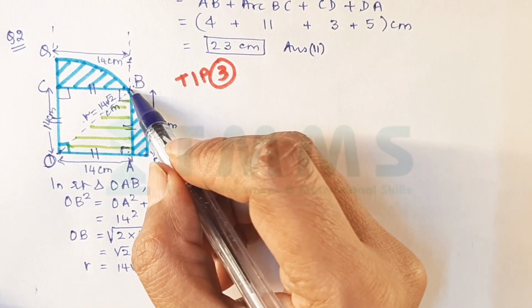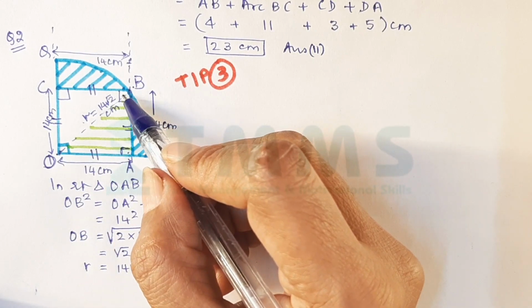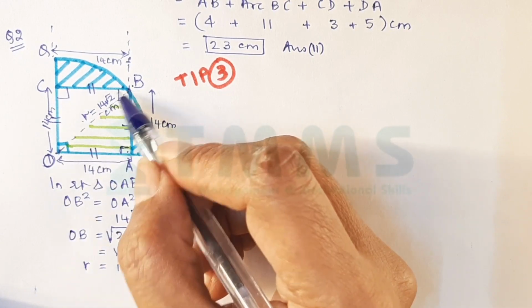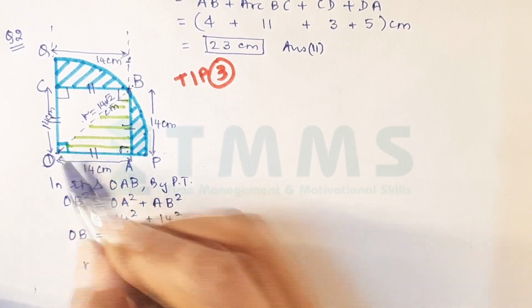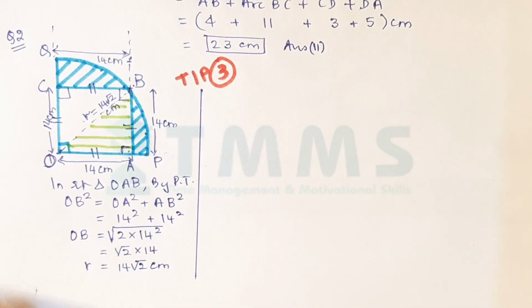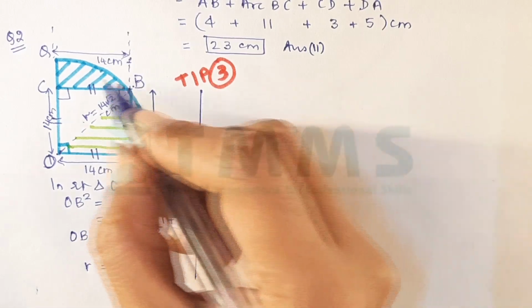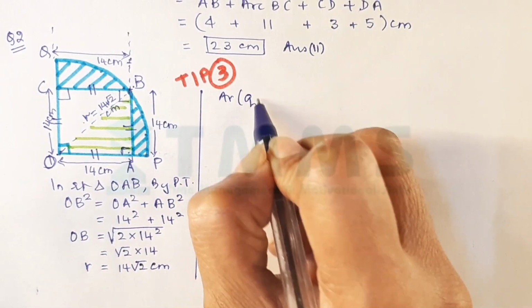Now once you got this, see they have not given you radius directly, but they have told you that this is a square. So you got to understand that if you take any point on the circumference and connect it with the center, you will get the radius. Our first problem is solved now. So let us look at the quadrant and the area. Area of quadrant.